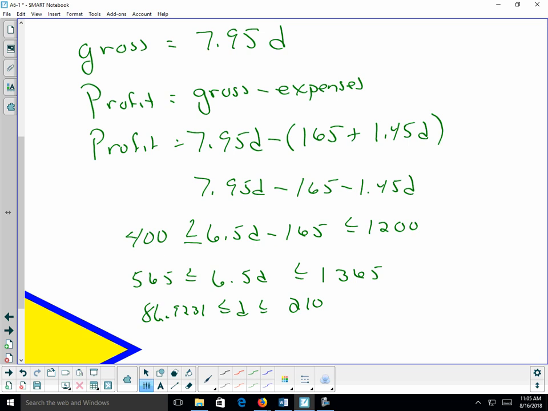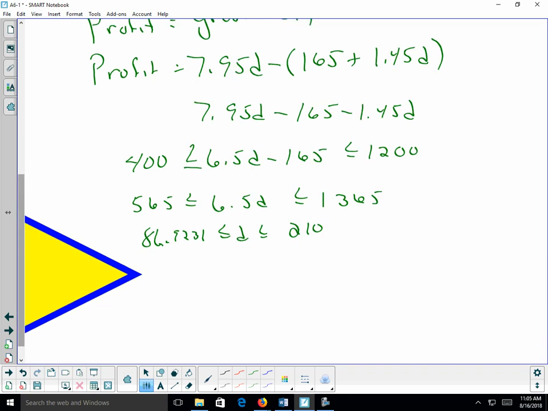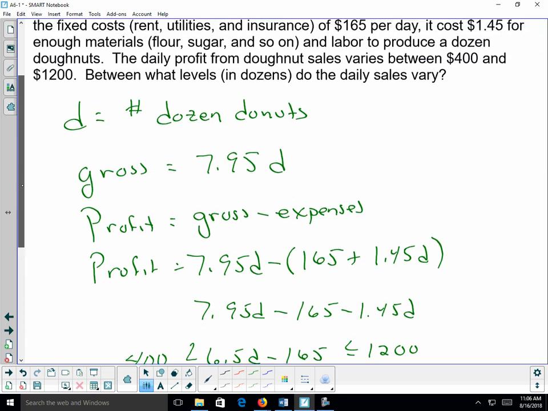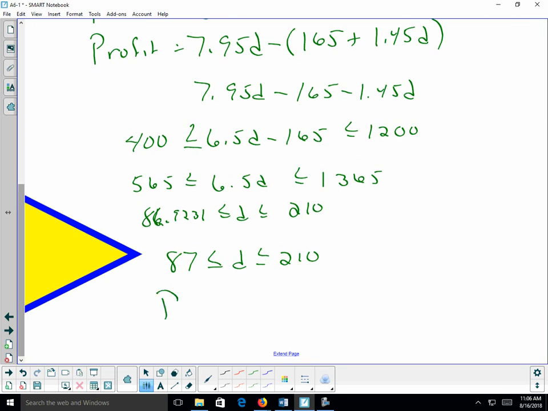This one's fairly easy, the right side. I know that I have to sell less than 210 dozen. But on this one, I have 86.9. In order to make at least $400, I have to sell 87 dozen. So this will have to be 87 dozen to 210 dozen. The correct answer is that I have to sell between 87 and 210 dozen donuts to make that profit.